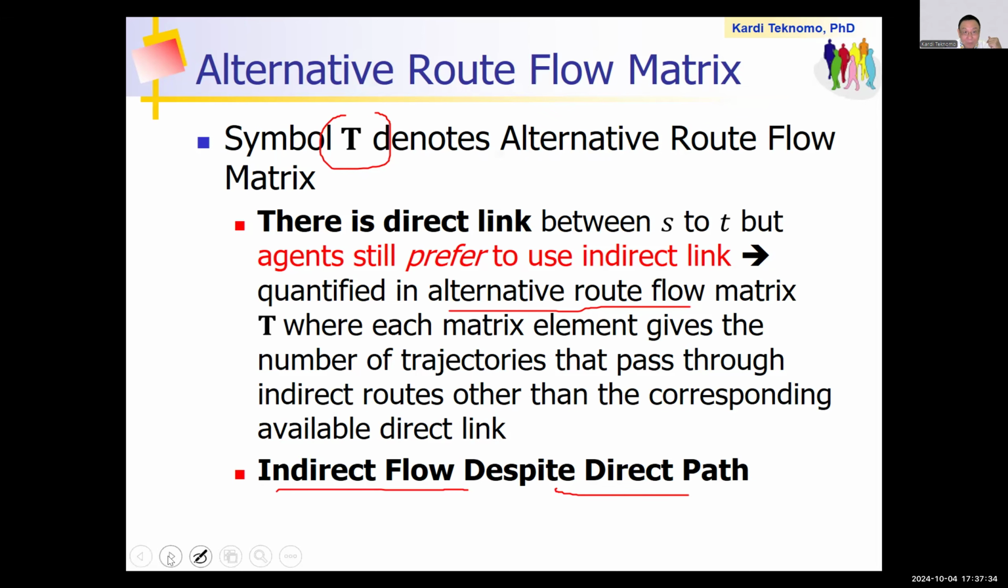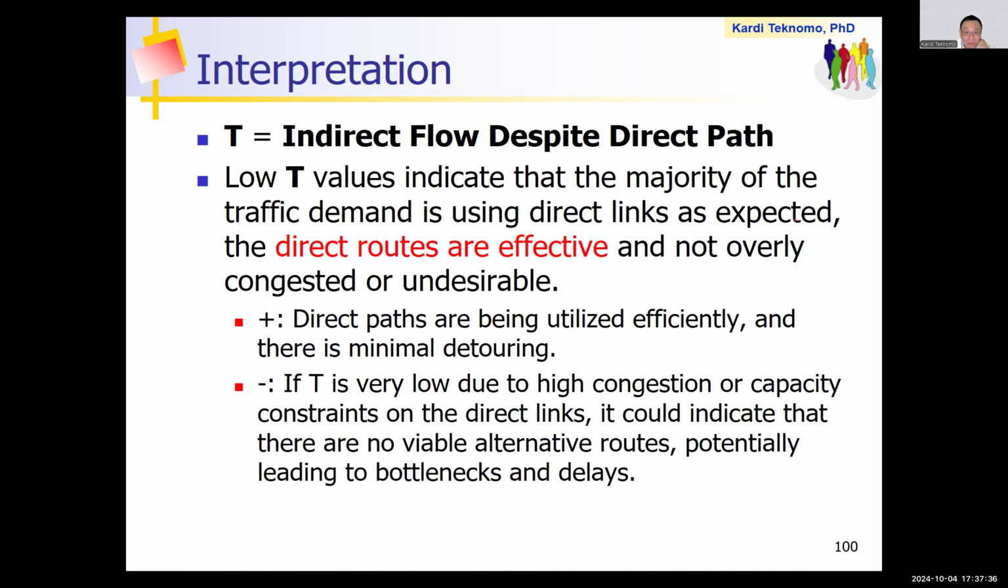So what is the interpretation? When you see a low value of T, that means the majority of the traffic demand uses the direct link, as expected, right?